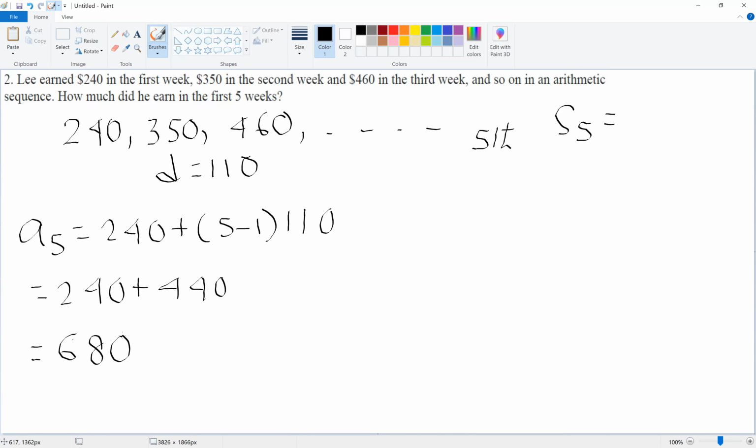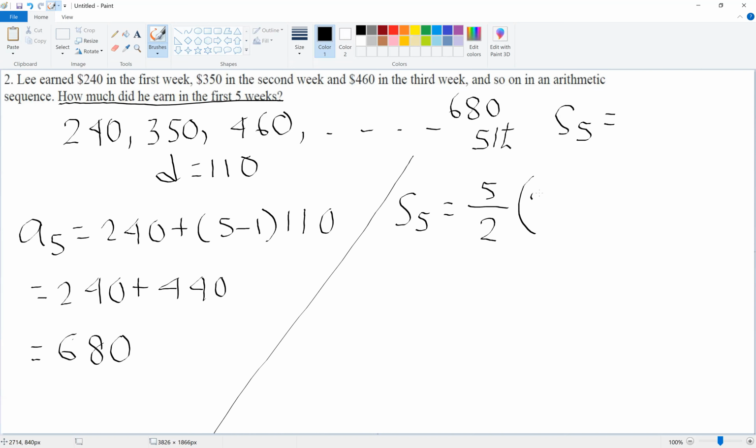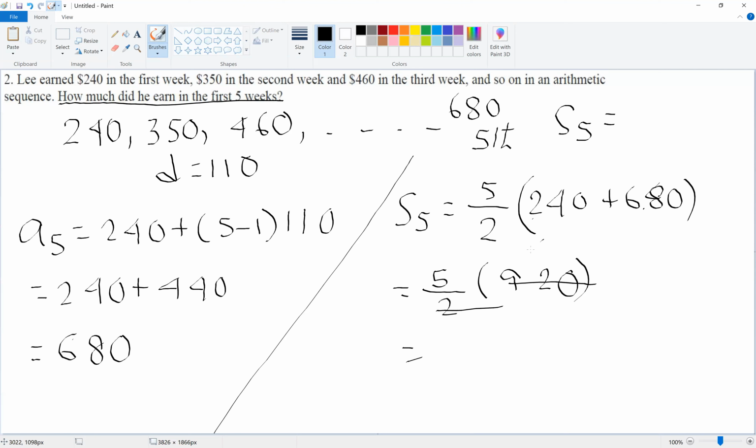So that's the 5th week, not the total. Oh, how much did you earn in total? Okay, so then you'd have to take the summation formula and do the sum of the 5 weeks, which would be S5 equals 5 over 2 times 240 plus, and in the 5th week, since you earned 680, it would be 240 plus 680. Then you add whatever is in the parentheses, so 240 plus 680 is 1920, and then you multiply that by 2.5, since that's equivalent to 5 over 2, and you will get 2300.